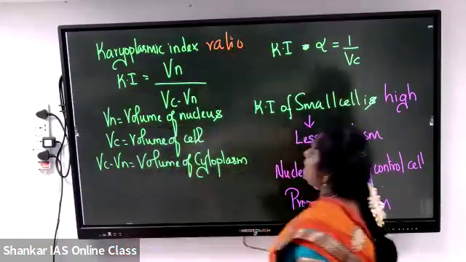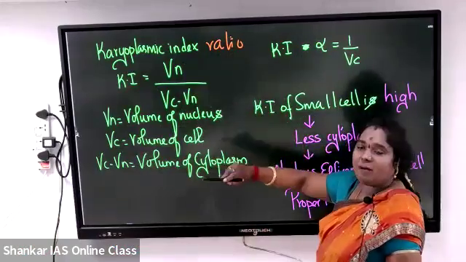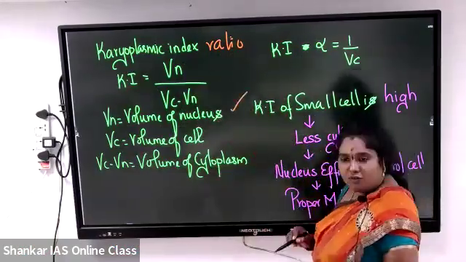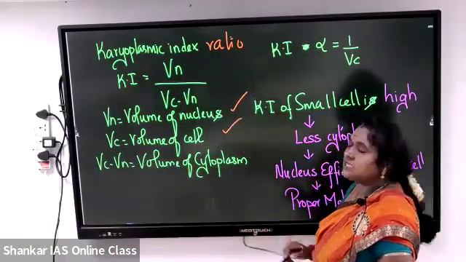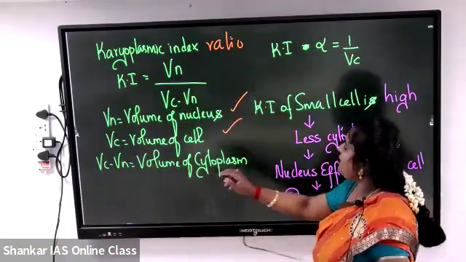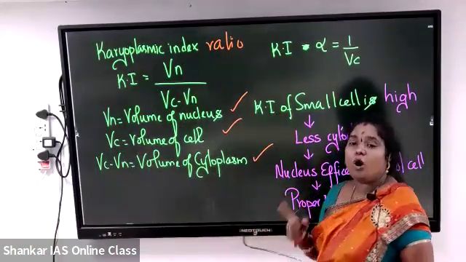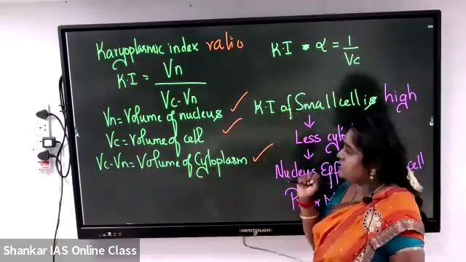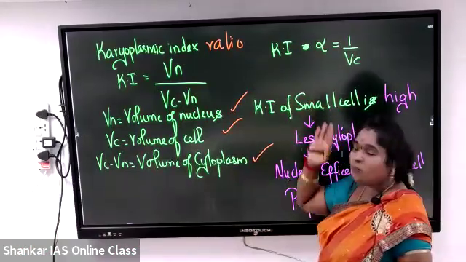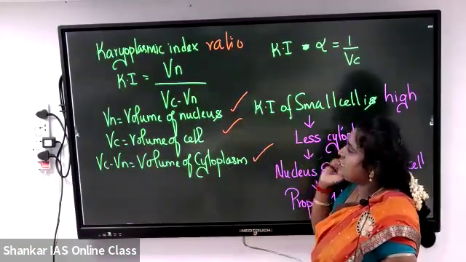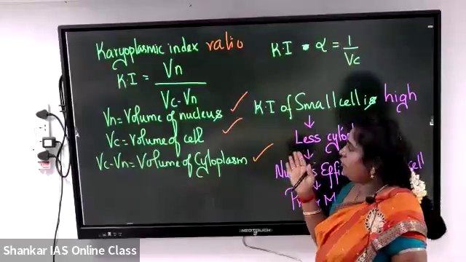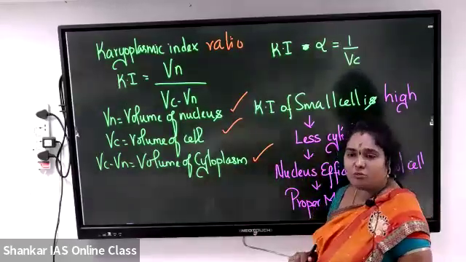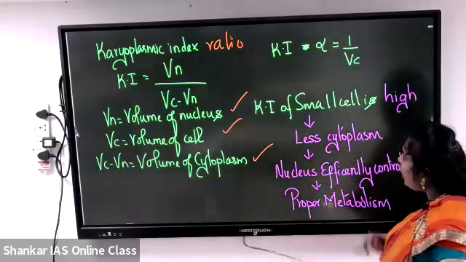So KI is equal to Vn divided by Vc minus Vn. Vn represents the volume of the nucleus. Vc represents the volume of the cell. So Vc minus Vn represents the volume of the cytoplasm. When you take the karyoplasmic index ratio, the value is depicted as Vn divided by Vc minus Vn, where Vn is the volume of the nucleus, Vc is the volume of the cell, and Vc minus Vn is the volume of the cytoplasm. So what do they say?